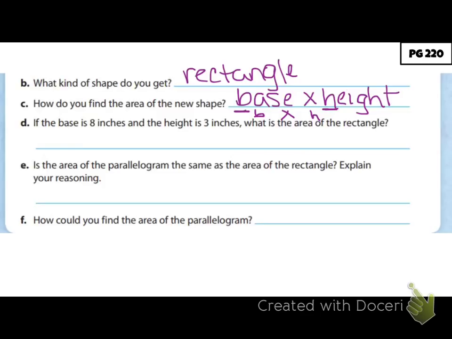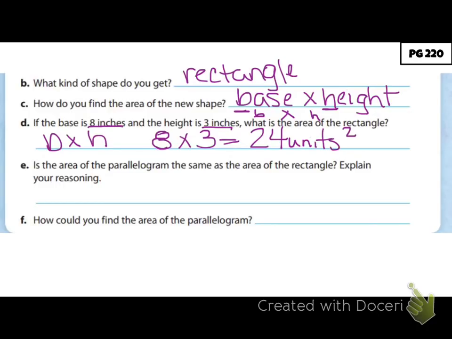If the base is 8 inches and the height is 3 inches, what is the area of the rectangle? So if we're doing base times height, we replace these with the letters. So our base is 8, our height is 3, and then we multiply. 8 times 3 is 24. And we would label these units squared.